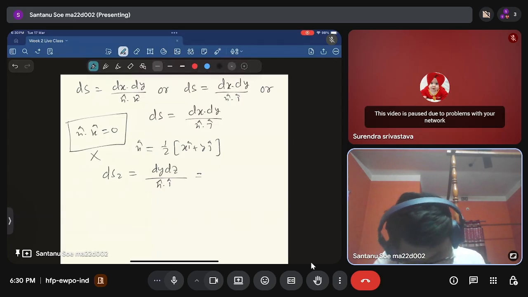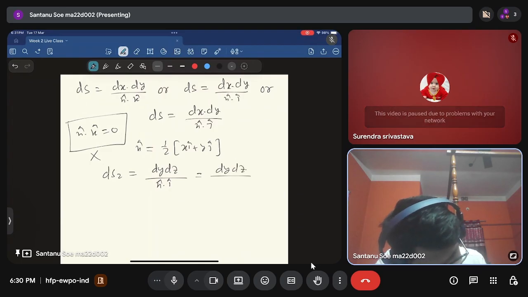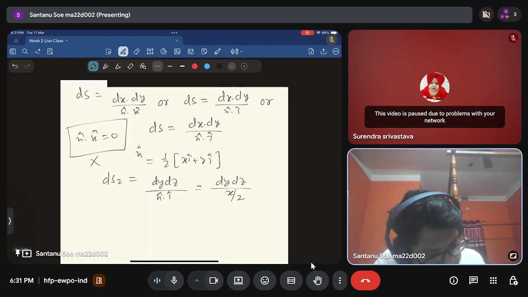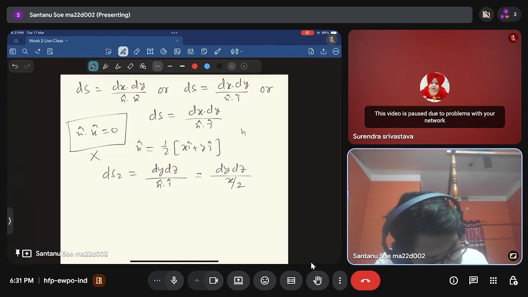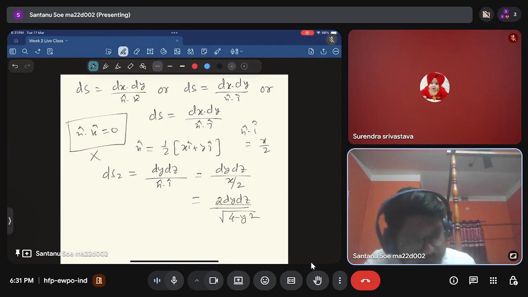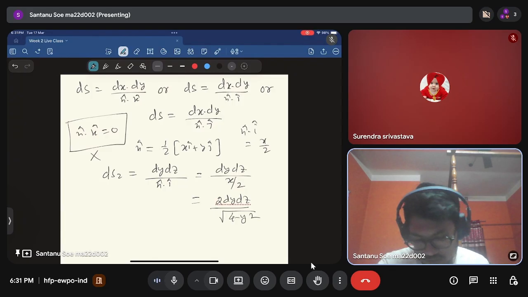Okay, so dy dz by x by 2, because n is 1 by 2 into xi plus yj, so n dot i will be just x by 2. Okay, so this is our thing, and this is the same as 2 dy dz by square root of 4 minus y square, because x square plus y square equals 4, so x will be just square root of 4 minus y square.